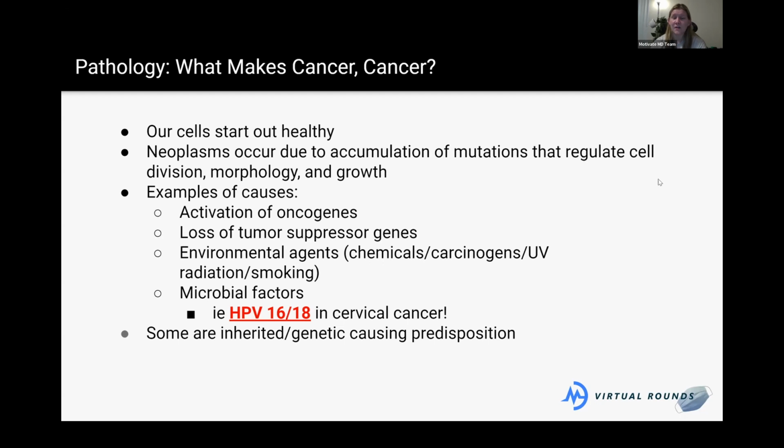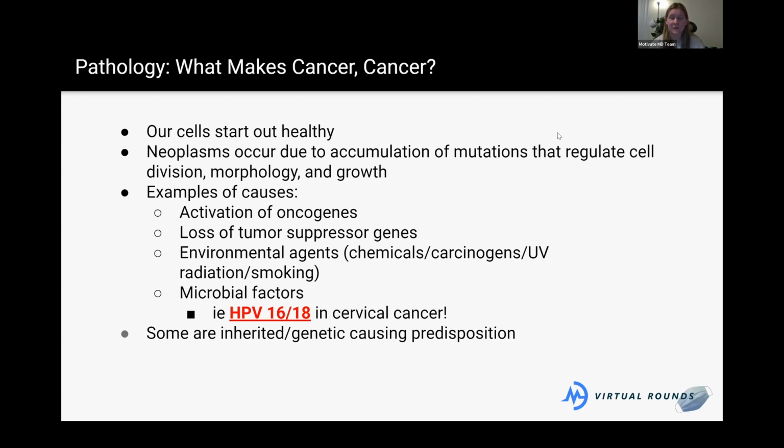Things that are mutagenic, carcinogenic, like environmental agents, certain chemicals, carcinogens. We find a lot of those in smoking. You guys know what carcinogens are. Things that are bad for you, UV light, any other general radiation, even if it's in treatment for another cancer, can predispose you to a different type of cancer.